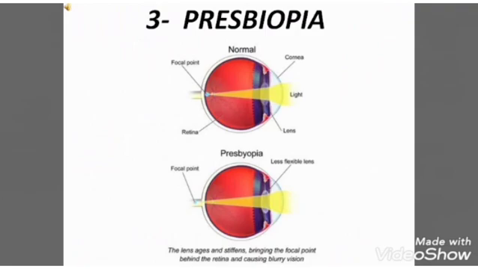Last we have presbyopia. This is especially for old age persons, in which he or she is unable to see nearby objects clearly due to loss of power of accommodation of the eye, and it is corrected in the same manner as hypermetropia, that is by using spectacles having convex lenses.